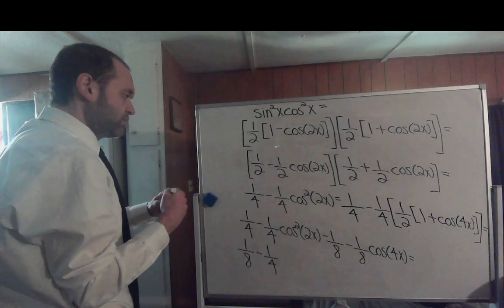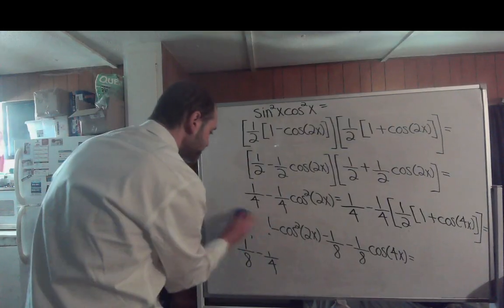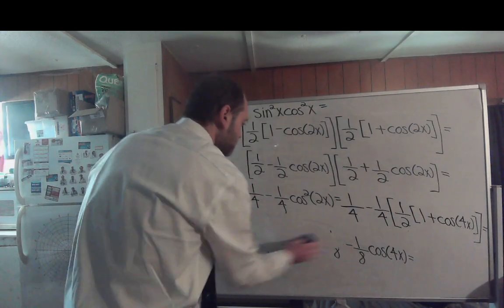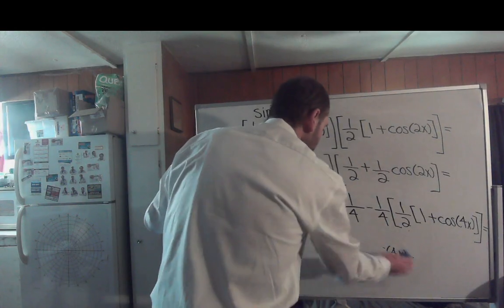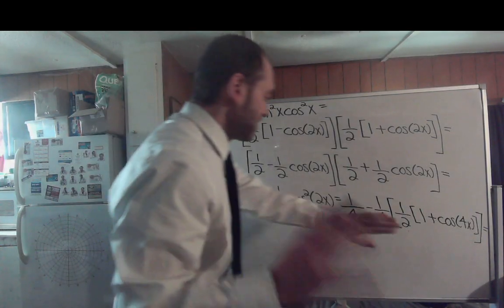Why did I do the cosine squared of 2x there? Hold on. I rewrote the cosine squared of 2x. Ugh. I made it way harder than I needed to. Hold on a second. Just forgive me for that.